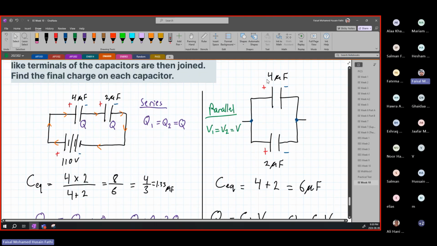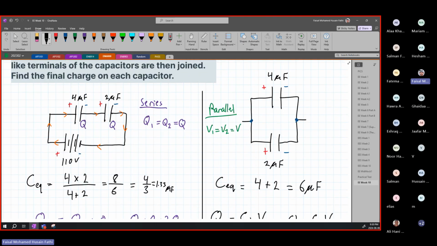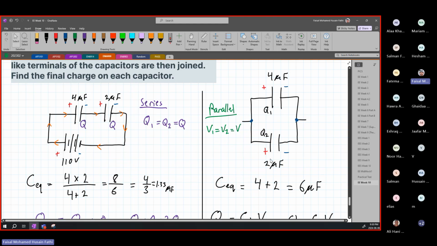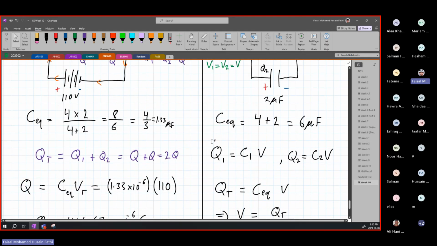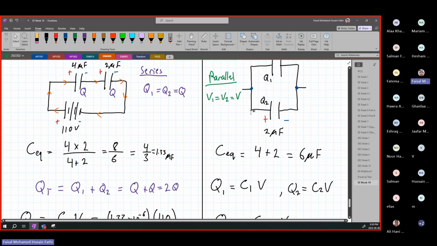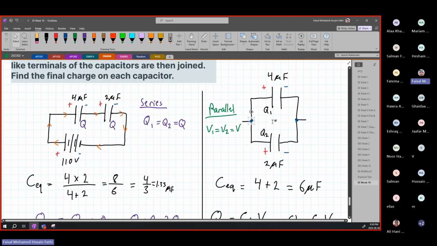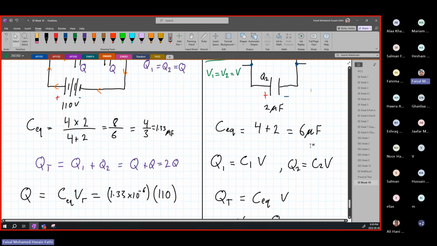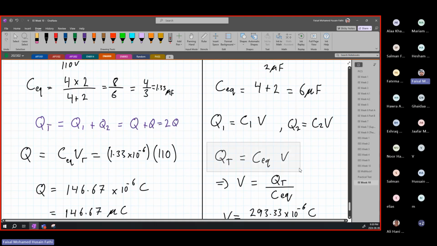Q1 we can find it now. Let's say that this is Q1 for the 4 microfarads, and our Q2 is for our 2 microfarads. We just apply our CV equation. Since this is a parallel circuit, the voltage across both, because they're between the same nodes, the voltage across this capacitor is equal to the voltage across this capacitor, meaning that our total voltage is also the same.